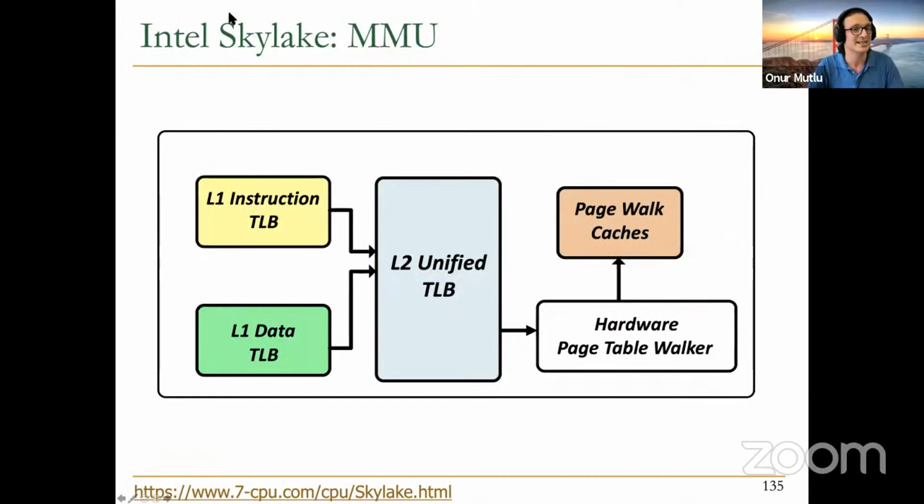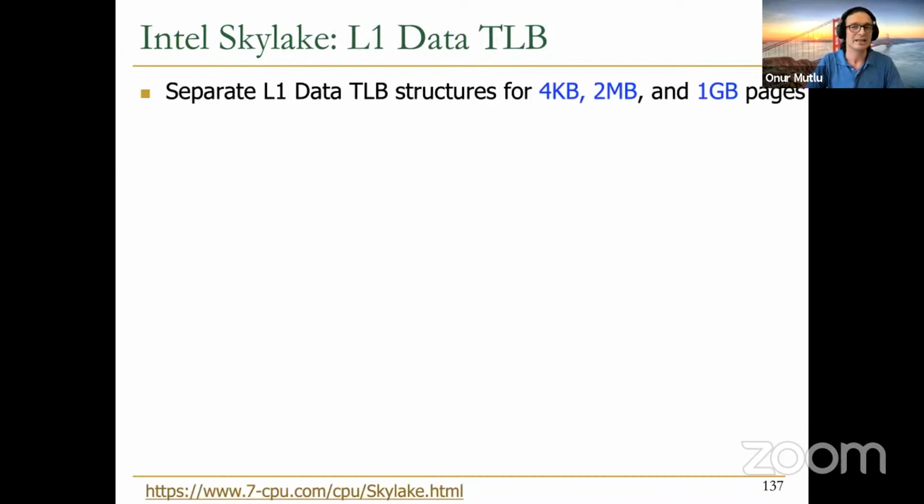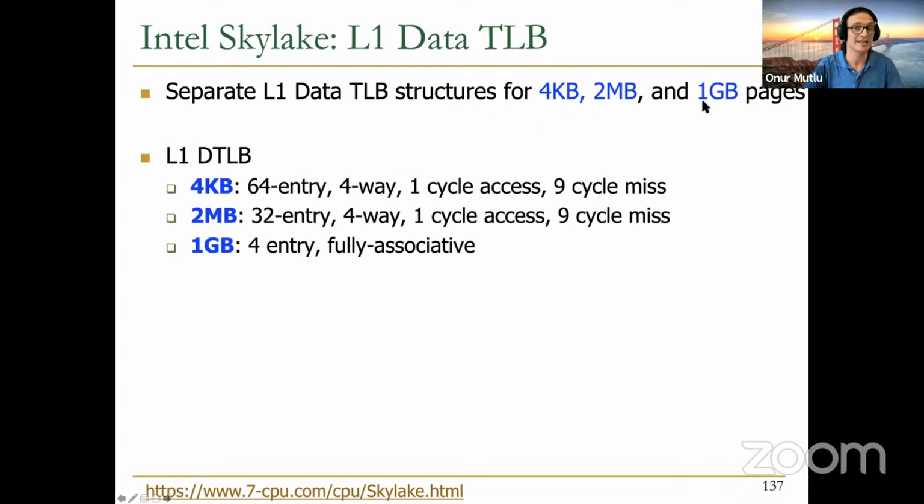Let's tear it apart in an Intel Skylake system, which is reasonably new. L1 data TLB, essentially, even this is complicated. Basically, they have 3 TLBs, each for different page sizes: 4 kilobyte, 2 megabyte, 1 gigabyte. And you can see the entries over here. There's only a 4-entry 1 gigabyte TLB, fully associative. But with this, you can address 4 gigabytes of memory. That's why it's 4 entries. 2 megabytes, 32 entries, you can address only 64 megabytes, right? With 4 kilobytes, 64 entries, you can address only 256 kilobytes, I guess, in this case.